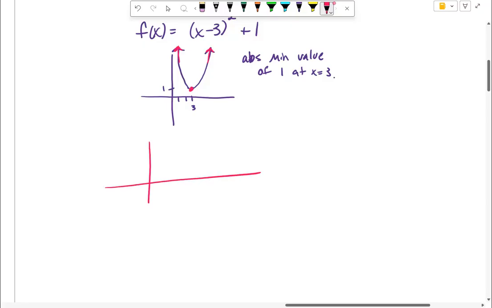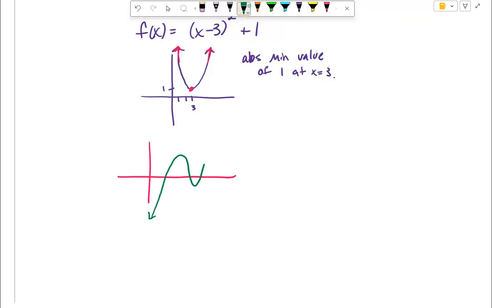One more example. Let's say we consider a fourth degree polynomial function. Sometimes OneNote does some funny stuff to me. This function is going to have a relative max here and a relative maximum value here. This function also has a relative minimum value.